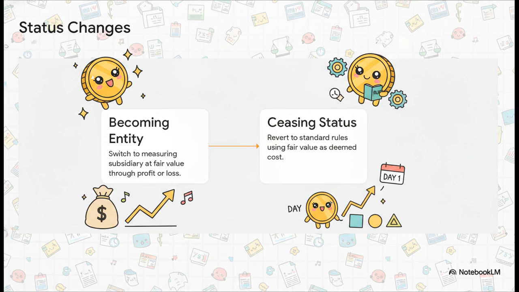Now, step 2. If you cease to be an investment entity, you revert right back to the standard rule of 3. The exact date you lose that status becomes your deemed acquisition date, and the fair value on that day becomes your brand new starting cost. It keeps the books perfectly aligned with the operational reality of the company.